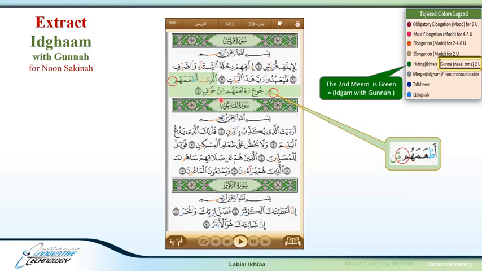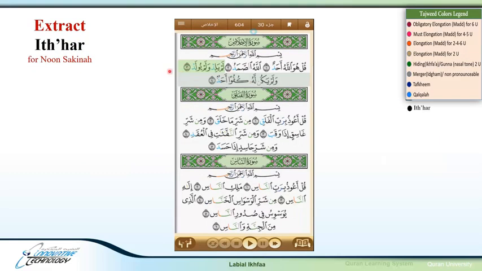Another example is here, آمنهم من. Meem Sakinah followed by a meem with kasra, converting the second meem to produce shadda, and both are merged together, producing an exaggerated gunna. آمنهم من. And now let's look at these two ayahs and try to extract إظهار for Meem Sakinah from them.